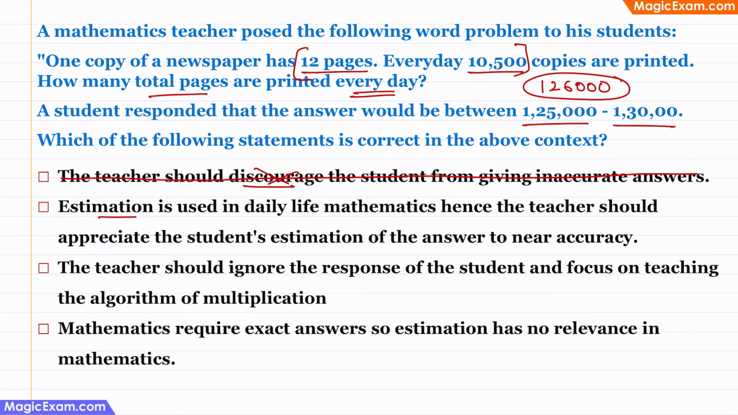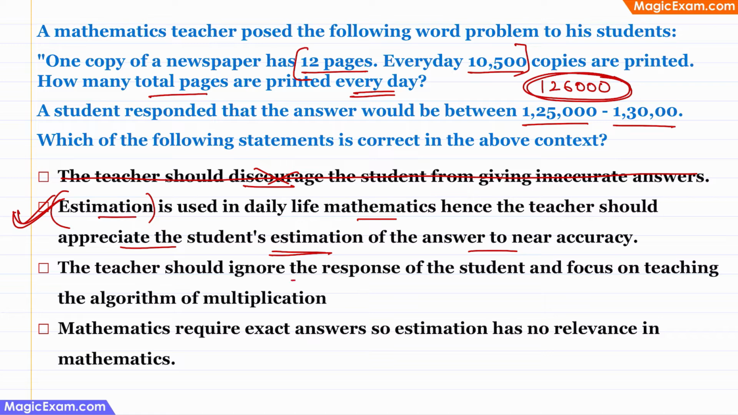And estimation is used in daily life mathematics, hence the teacher should appreciate the student's estimation of the answer to near accuracy. This is the correct answer because, as I mentioned, estimation is used very frequently in our day-to-day life. Therefore, the teacher should appreciate the student's estimation and encourage the students to do further calculation and arrive at the correct number. But the approximate number is also accurate. Therefore, option 2 is correct.